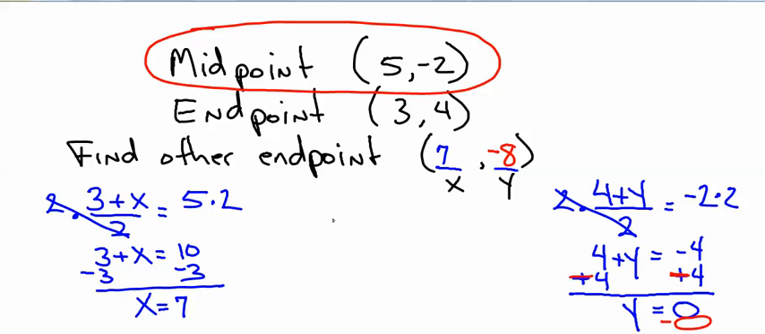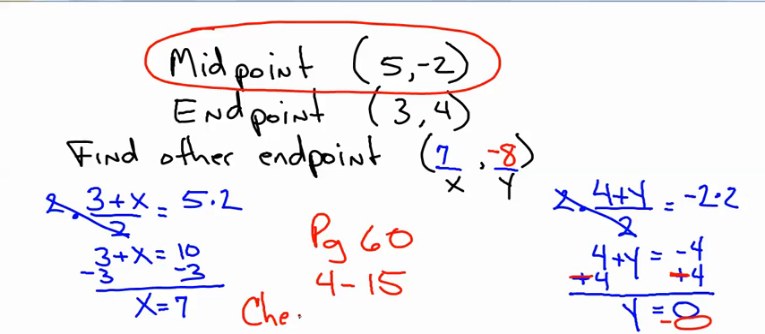Alright, your assignment today is page 60. It's 4 through 15. And make sure you check the odds as you're doing the problems. Page 60, 4 through 15, check the odds as you're doing the problems.